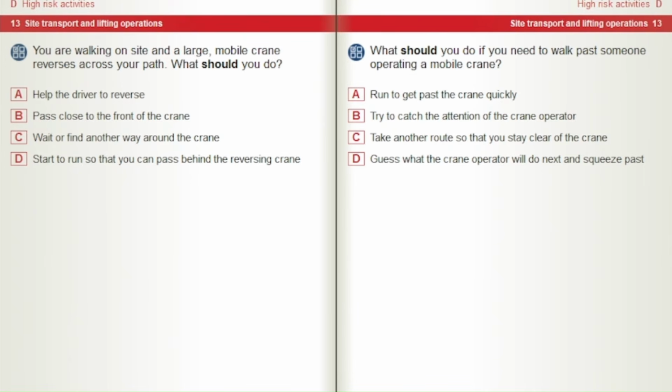You are walking on site and a large mobile crane reverses across your path. What should you do? Help the driver to reverse. Pass close to the front of the crane. Wait or find another way around the crane. Start to run so that you can pass behind the reversing crane.